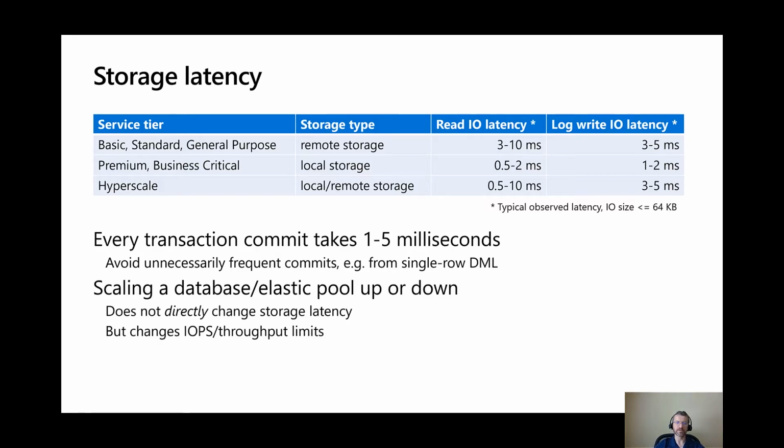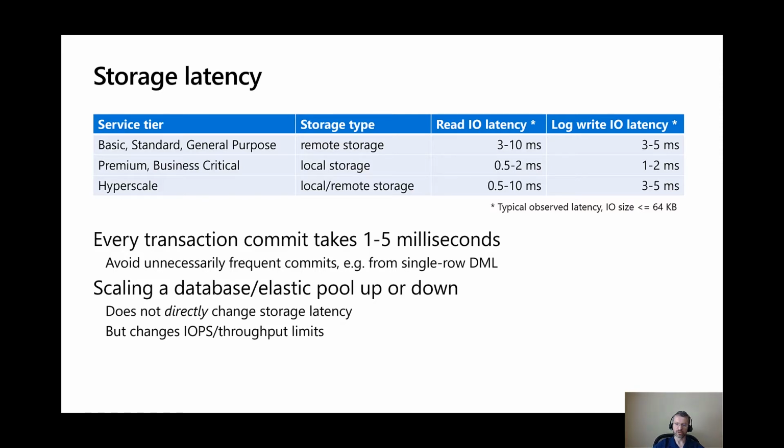So sometimes we get questions: what happens? Can you improve latency? Can you reduce it by scaling up the database, by allocating more cores? So the answer is not directly, because just because you've allocated more cores to the database, that does not change the type of storage. It still is remote or local. However, it can impact latency indirectly by changing the resource governance limits on IOPS and throughput.